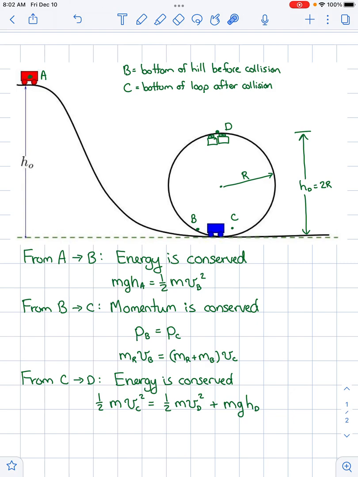You're going to start with the height at point D, which you know, and the velocity at point D, which you know, and you're going to find the velocity at point C. Once you know the velocity at point C, you can find the velocity at point B of just the red car. And once you know the velocity at point B, you can work backwards and find the height of the hill at point A. Okay? So that's the strategy for solving this problem.